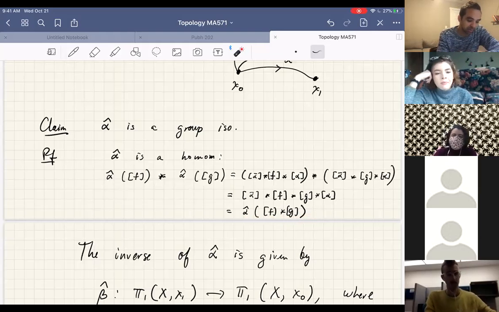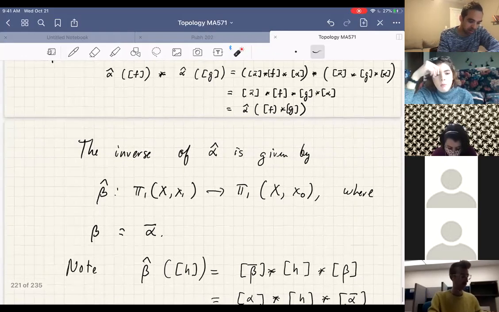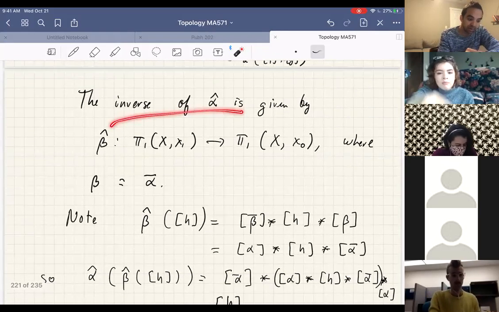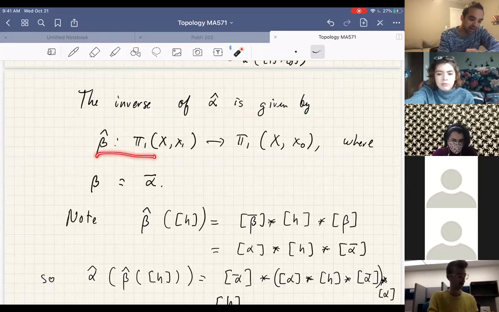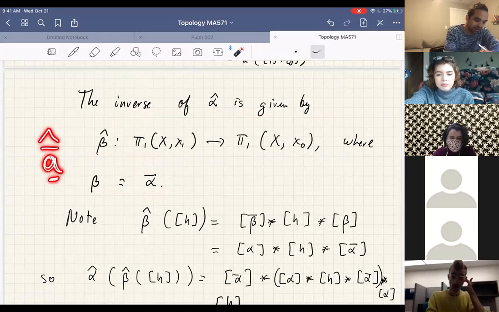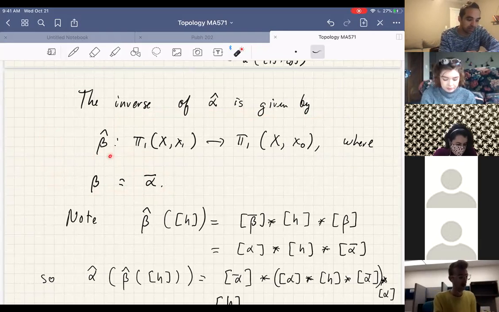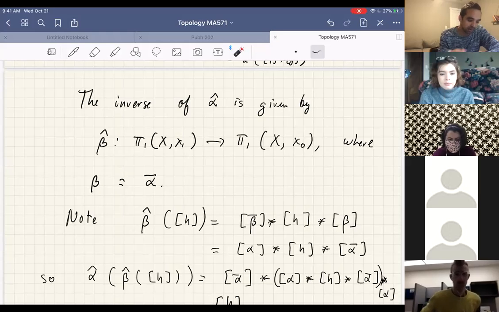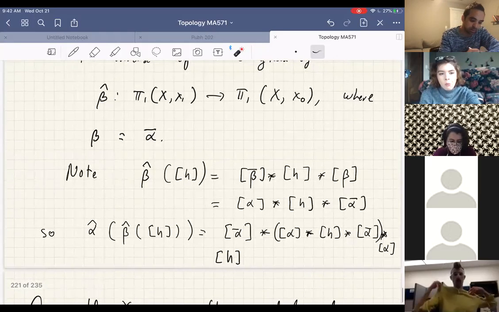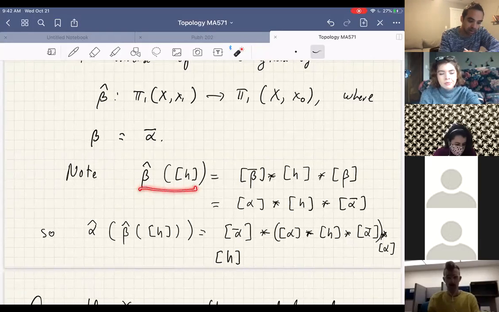And now we show that it's an isomorphism. So let's go through it. The inverse of alpha hat is given by beta hat, where beta is the inverse of alpha. Okay, I just don't want to write it like that; it looks like a little house or something. So beta hat, where beta is the inverse of alpha, is the inverse homomorphism of alpha hat, and that's clear, right? So you just compute it. So what's beta hat? It's given by that.